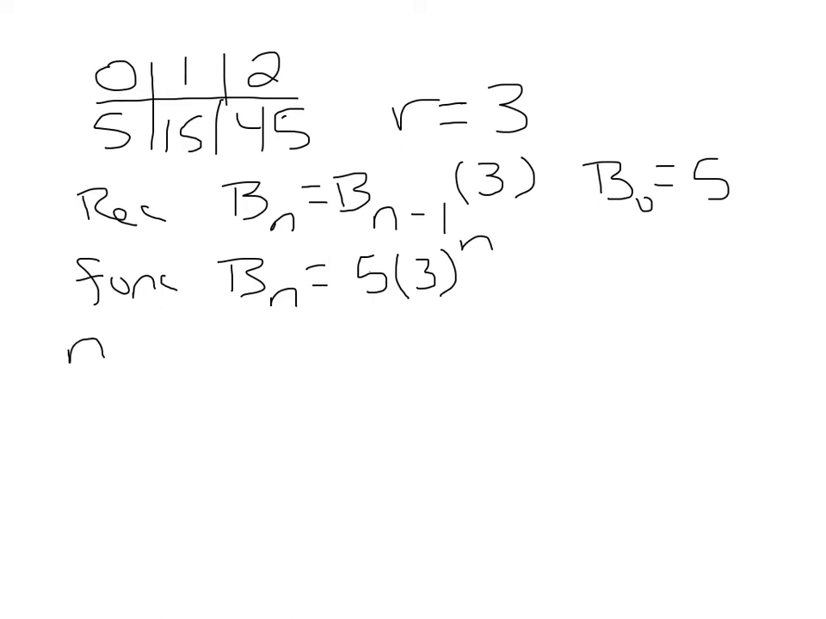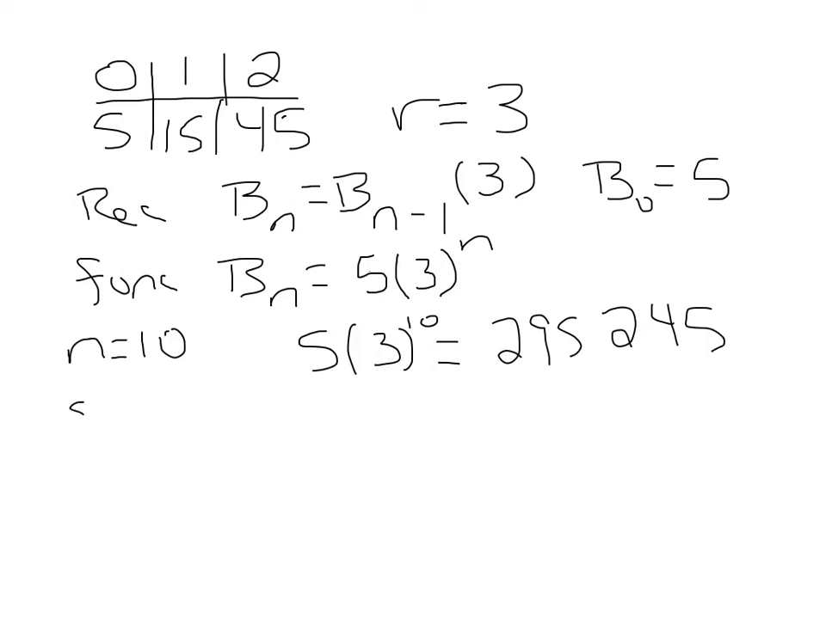Then we want to know the specific amount for 10. So we write the function formula. 5 times 3 to the 10th. And we type it in. 5 times 3 to the 10th is 295,245.